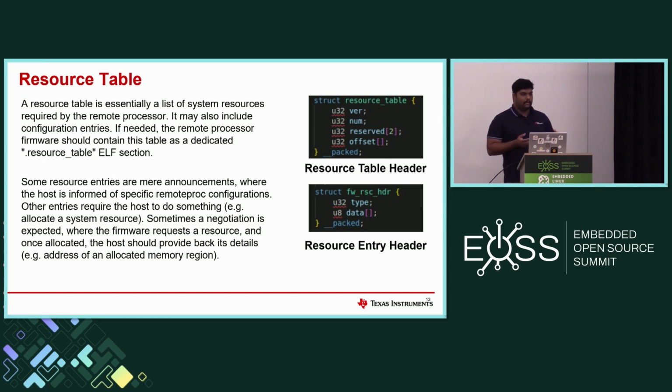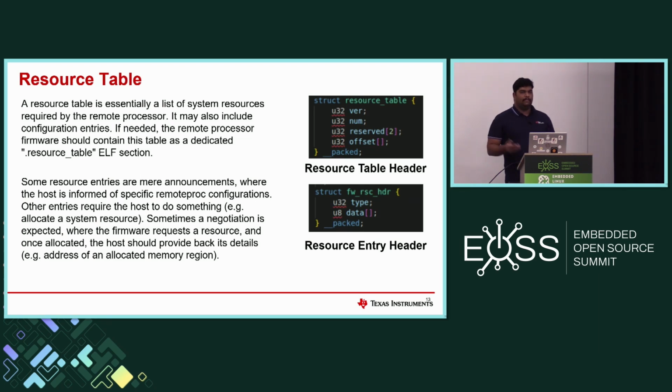The resource table has a header where we have fields like the version and the number of resource entries. Each resource entry is also a structure, and each entry has a header which determines the type, and depending on the type, it might have the contents. So what are resource entries? Resource entries are sometimes just telling the host that, okay, we have these capabilities. Sometimes we want to negotiate and get something from the host.